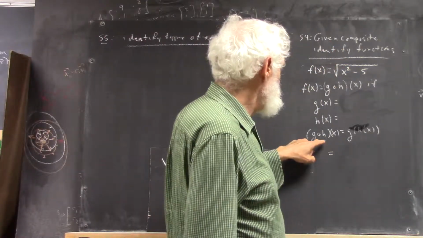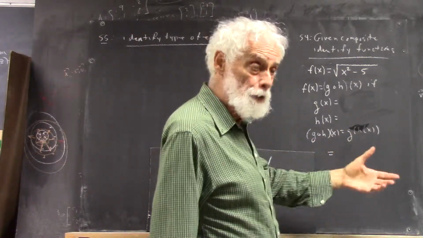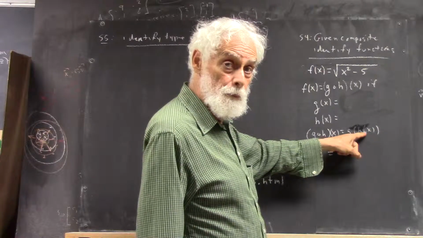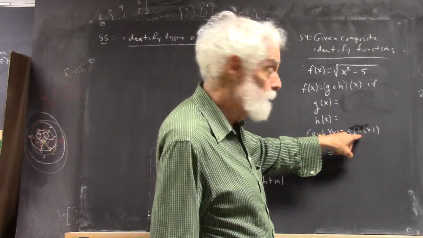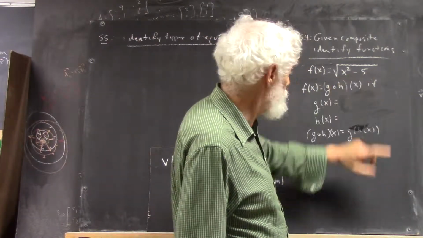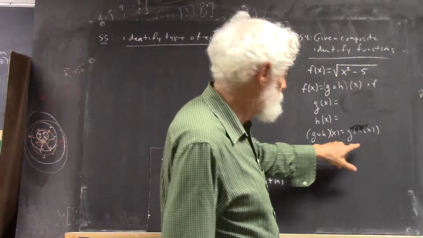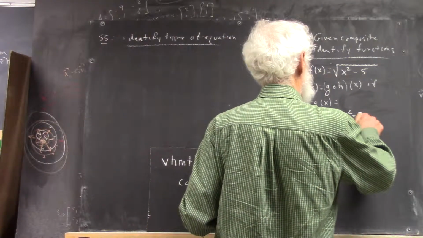So if you do g circle h of x, well, that's g of h of x. If you give an x, what's the first thing you do? You evaluate h of x. You plug it into the h function. So the first thing you do is x squared minus 5. The first thing you do is h of x. So h of x had better equal x squared minus 5.